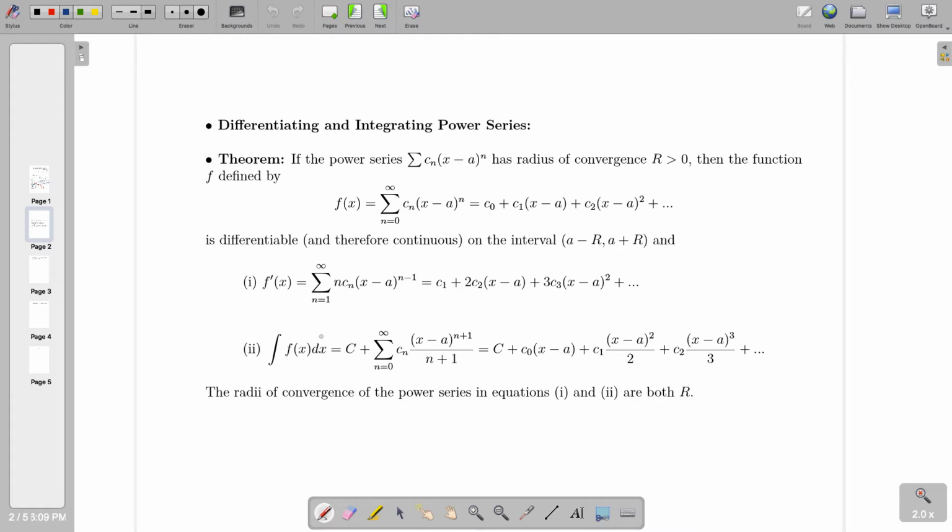And similarly, you can take the antiderivative, or the indefinite integral. So you can just raise everything to the next higher power, the n plus 1 power, divide by n plus 1. Just remember also to do a plus c if it happens to be an indefinite integral. And then the other really important part here is that the radius of convergence of the derivative, or the integral, is going to be the same radius of convergence of your original power series.